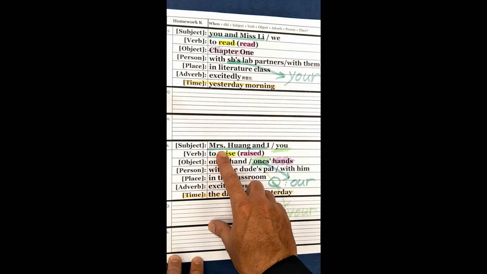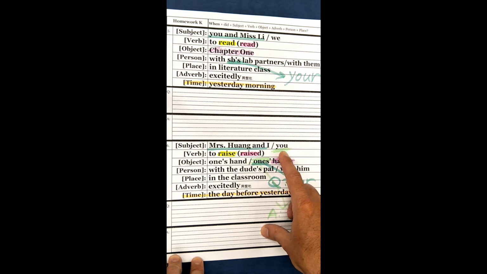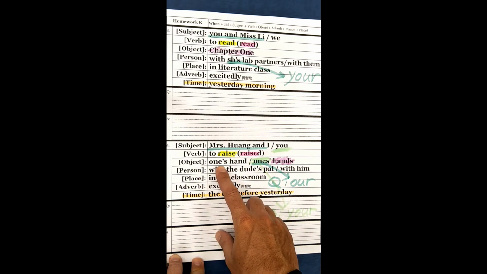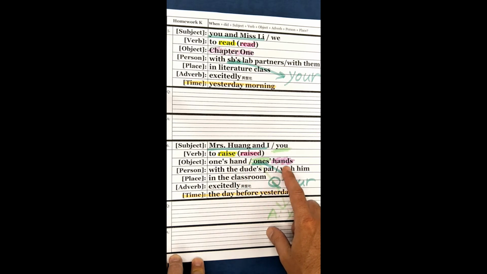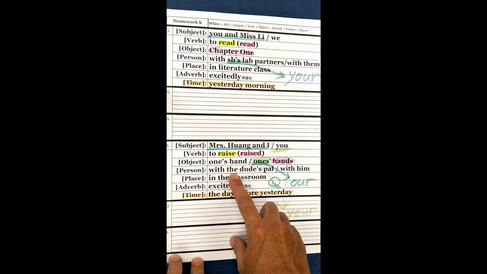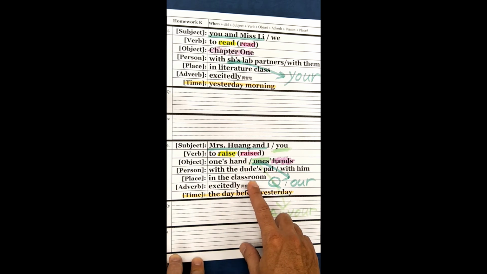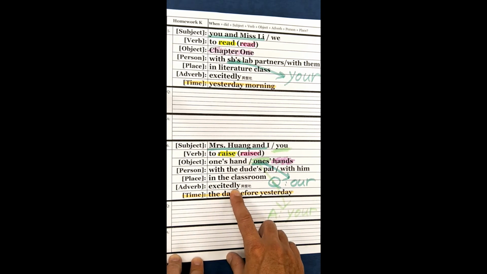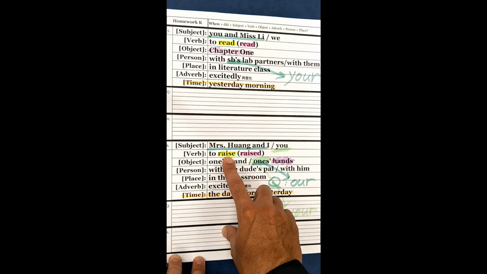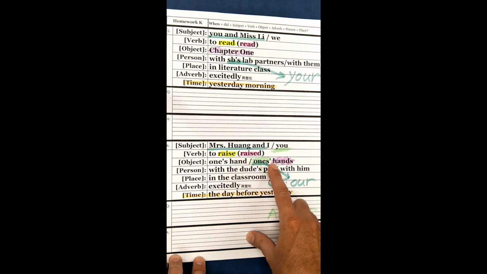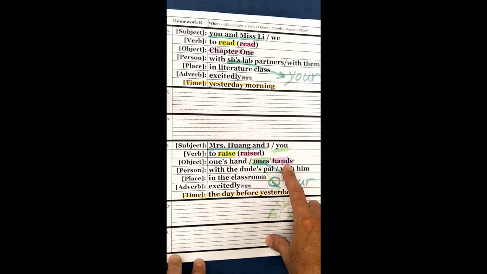Number 6, subject, Mrs. Huang and I, you. Verb, to raise, raised. Object, one's hand, one's hands. Person, with the dude's pal, with him. Place, in the classroom. Adverb, excitedly. Time, the day before yesterday. Color, raise, yellow. Color, raised, pink. Color, hands, purple. Color, time, the day before yesterday, orange.